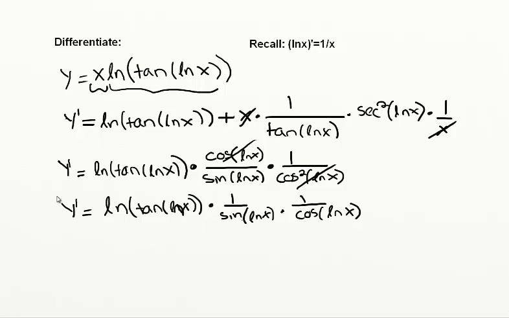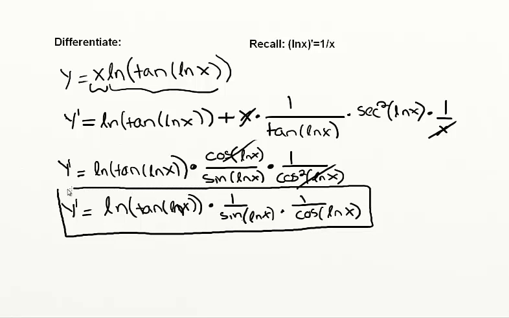Alright, and that's it. We can't really simplify that anymore unless we want to rewrite our 1 over sine and 1 over cosine as secant and cosecant, but this is pretty much as simple as it's going to get. So that is our final derivative.